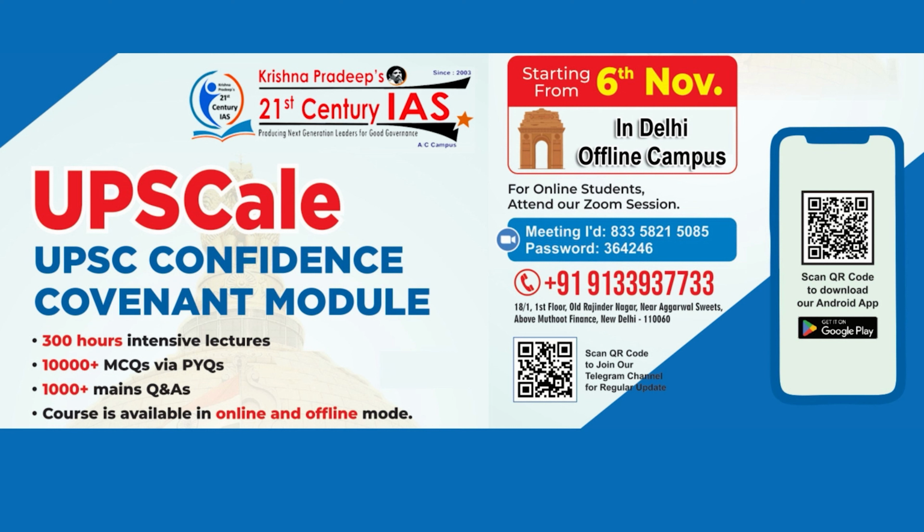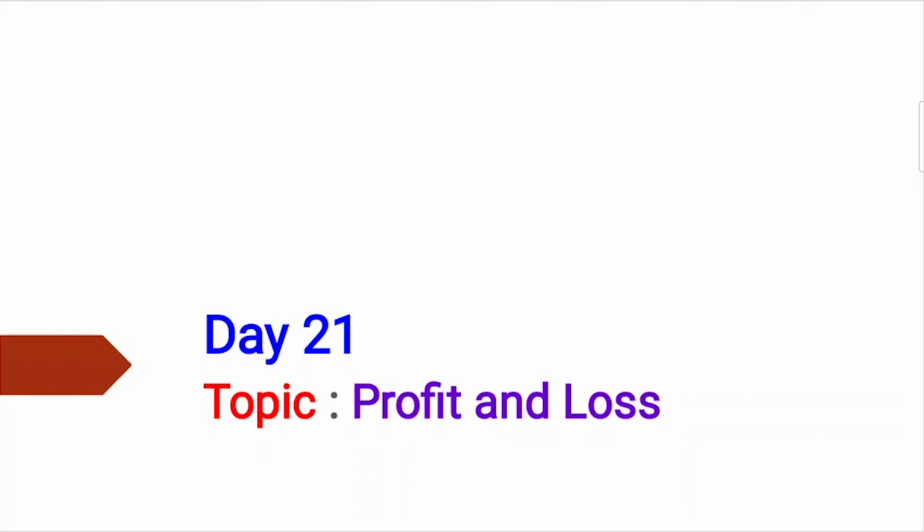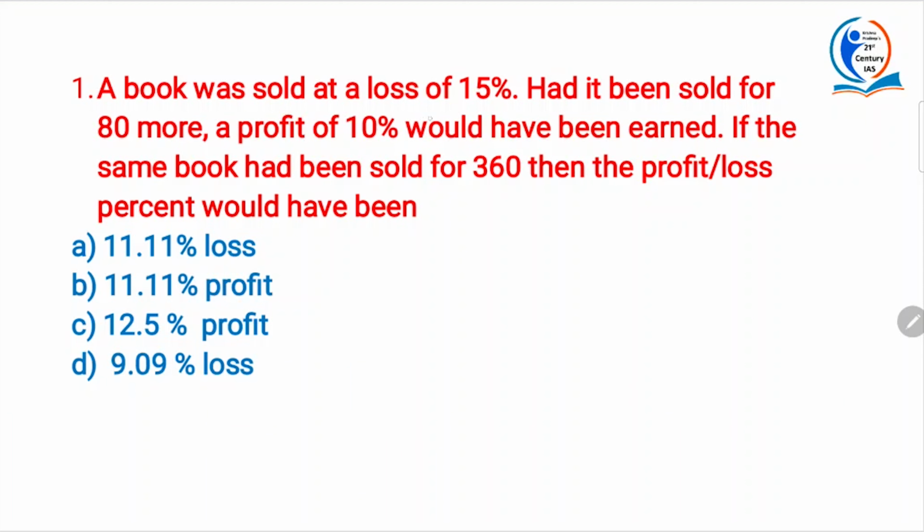On this positive note, we shall see the test explanation for CSAT questions given on Day 21, topic profit and loss. A book was sold at a loss of 15%. Had it been sold for 80 more, a profit of 10% would have been earned. If the same book had been sold for 360, then the profit or loss percentage would have been.